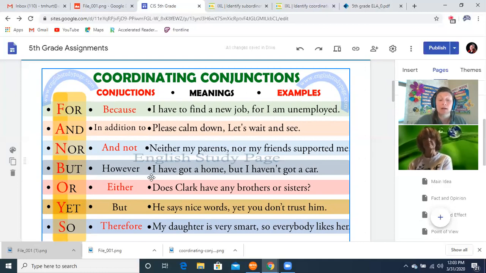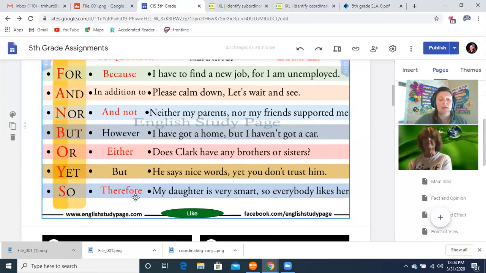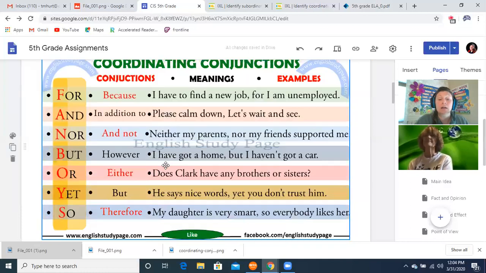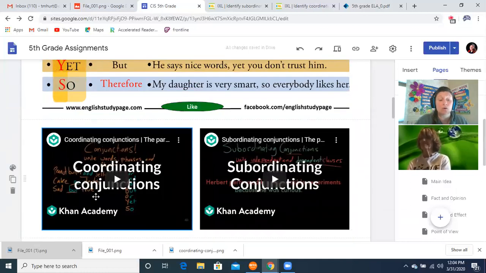Here's an example for but: I have got a home, but I haven't got a car. An example for or is: Does Clark have any brothers or sisters? That gives you an option, brothers or sisters, so it means either. Yet means but. You would say, he has nice words, yet you don't trust him. And so means therefore: My daughter is very smart, so everybody likes her. These are just some examples, and like I said, you need to go watch this video to learn more about FANBOYS.